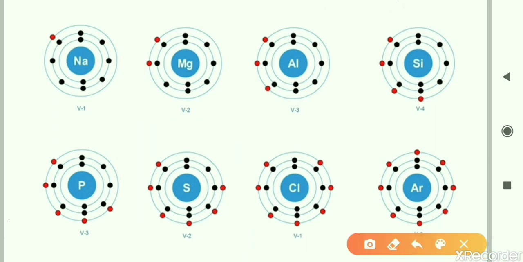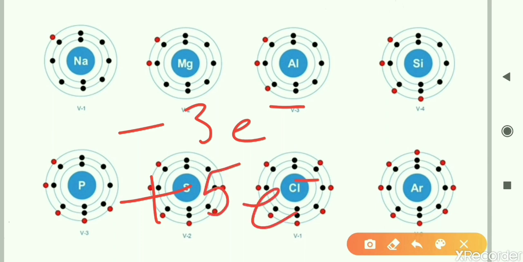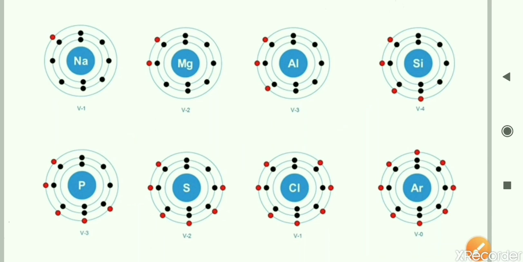Next is aluminium. Similar case, 3 electrons in the outermost shell. Losing 3 electrons is easier compared to accepting 5 to complete the octet, so that is not a good option. Aluminium will easily lose 3 electrons. Furthermore, as we move downwards to the second row of this diagram, we have phosphorus, sulfur, chlorine, and argon. The phosphorus valency is written as 3, sulfur 2, chlorine 1, and argon has 0 valency.